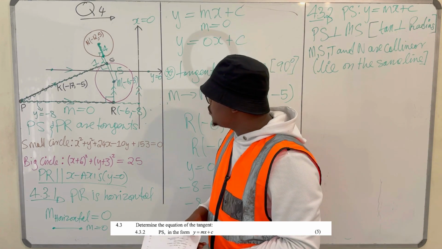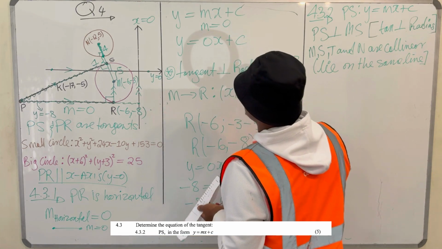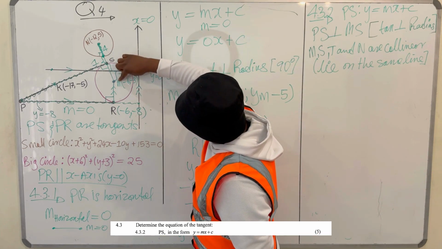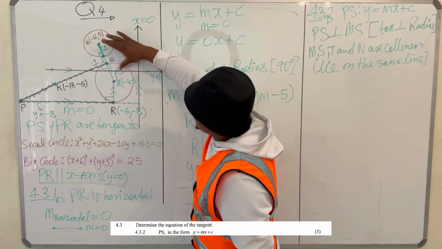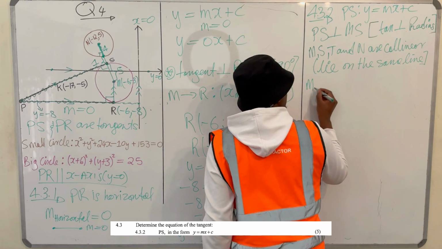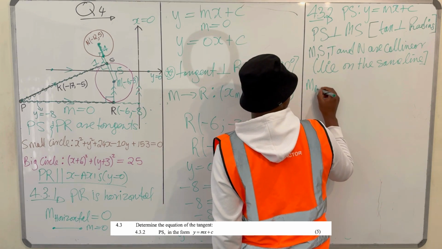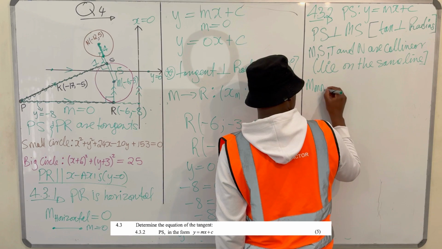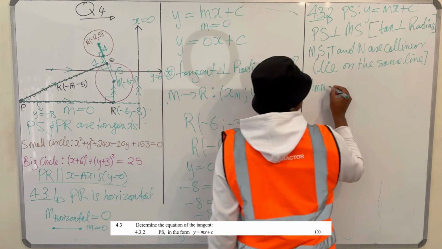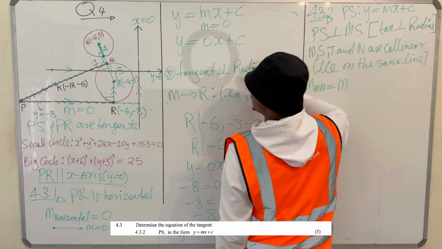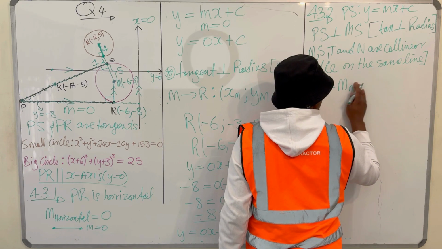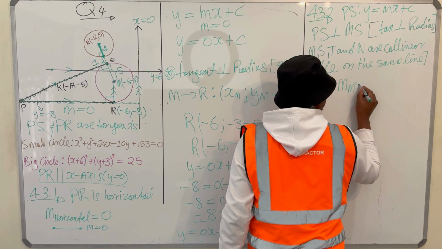So in that case, you want the gradient of MS, right? But you have point M, and you don't have the point S. But there's another point N there. So the gradient of MN, between the centers of these two circles, should be equal to the gradient we want, of MS.